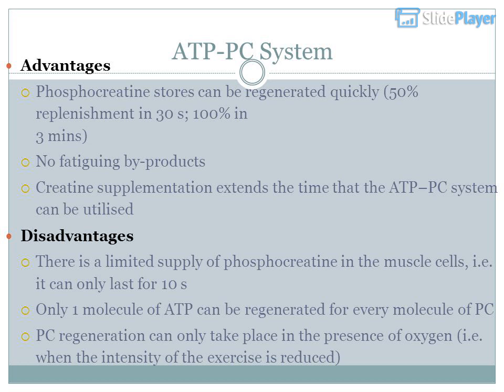Disadvantages. There is a limited supply of phosphocreatine in the muscle cells, i.e. it can only last for 10 seconds. Only one molecule of ATP can be regenerated for every molecule of PC. PC regeneration can only take place in the presence of oxygen, i.e. when the intensity of the exercise is reduced.